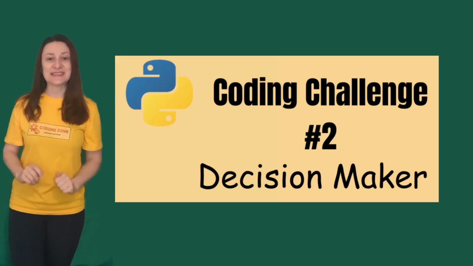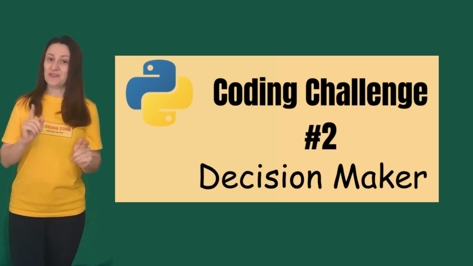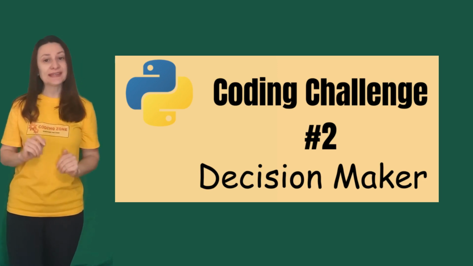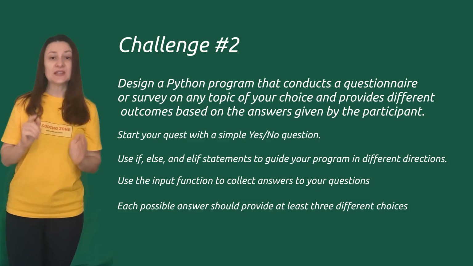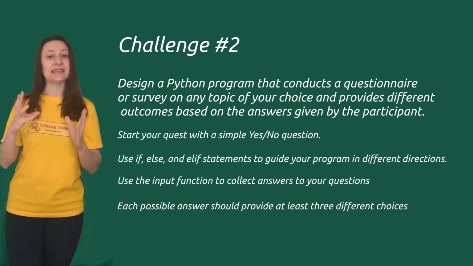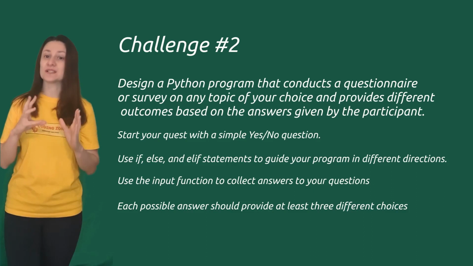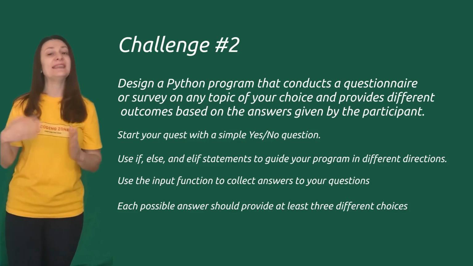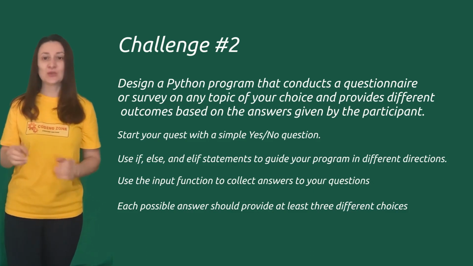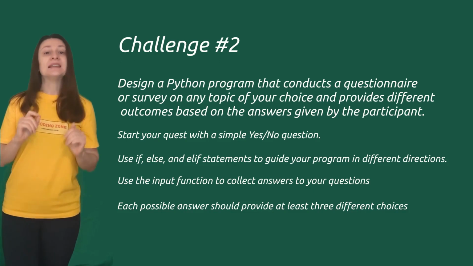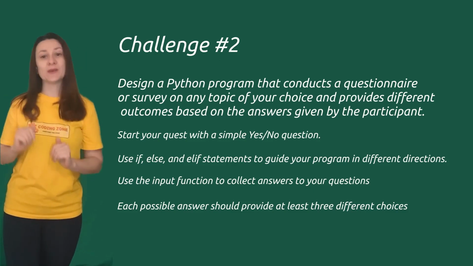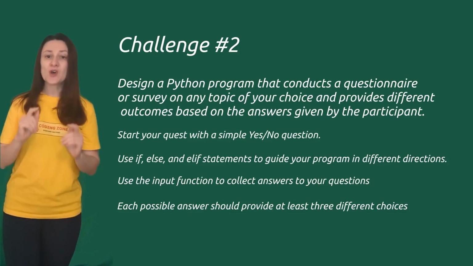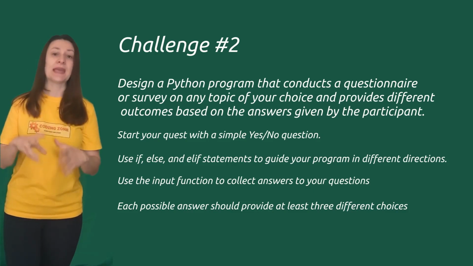So now is the time for the challenge. First of all, create a new Trinket and name it Challenge 2. In this Trinket, your task is to craft an engaging questionnaire or survey on a topic you find exciting. It could be any topic. Start your quest with a simple yes or no question. It's the first step where participants make a big decision.